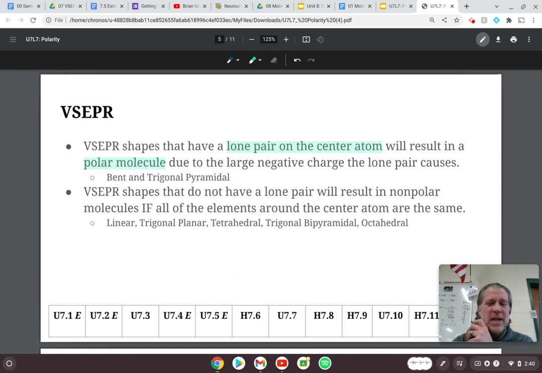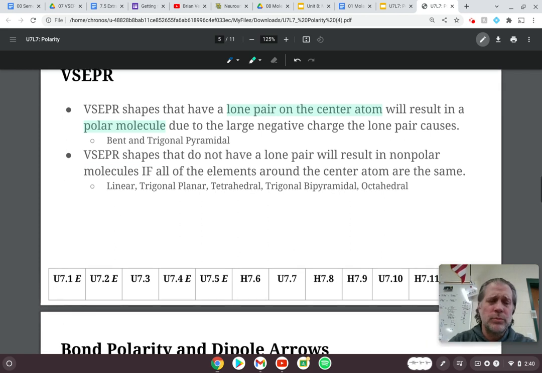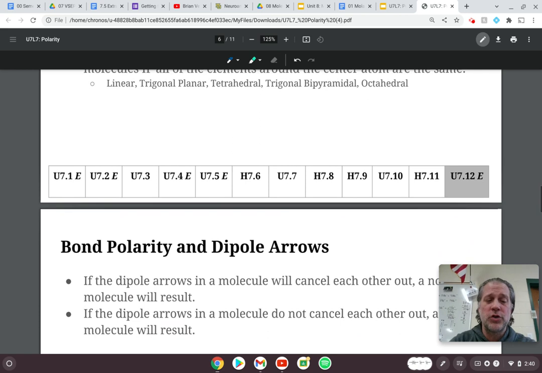If the VSEPR shape does not have a lone pair on the central atom, then all of the remaining molecules could be nonpolar, or they could be polar depending on the electrons around the central atom and what they're doing. So examples of shapes that could be nonpolar or polar would be linear, trigonal planar, tetrahedral, trigonal bipyramidal, and octahedral. And we'll go through a bunch of that shortly.